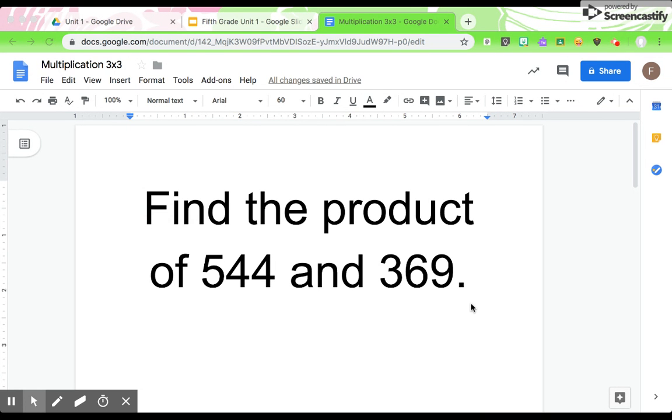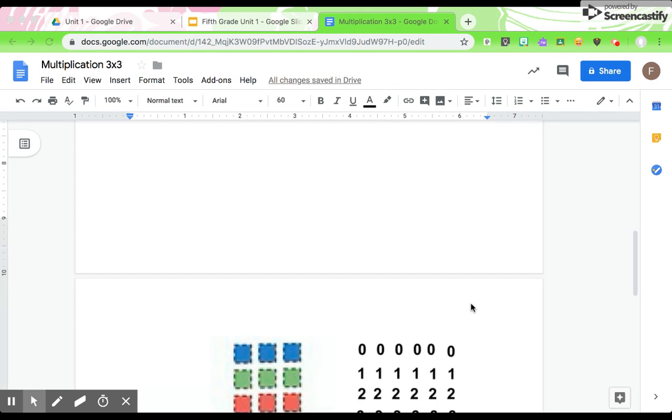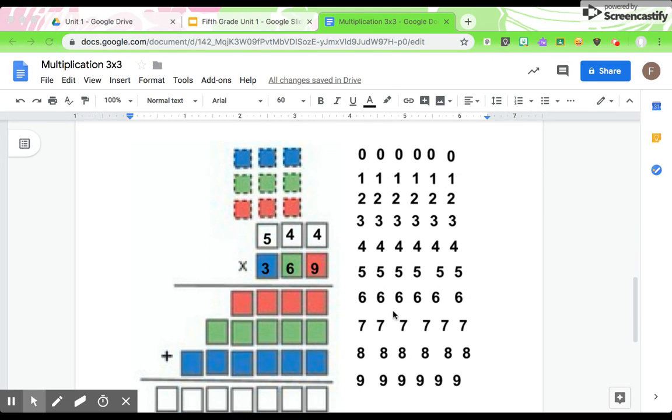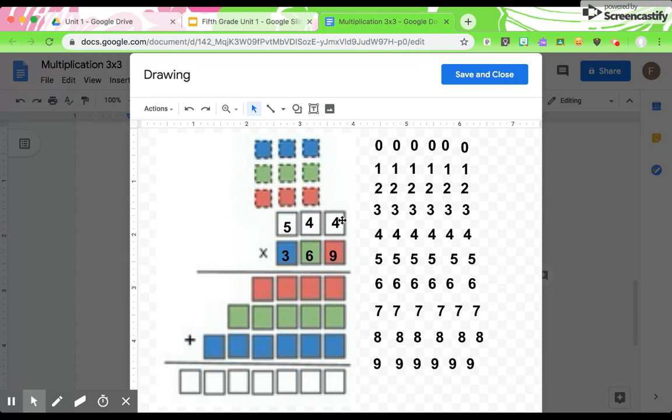Hello, boys and girls. Let's find the product of 544 and 369. Hope you're all rewriting this vertically. Now, if I scroll down, we have a great chart to help you with this problem that we're going to use. So first, notice I rewrote this 544 times 369. This is exactly how you would want to set it up. Now, first, we're going to work with the box that is red.